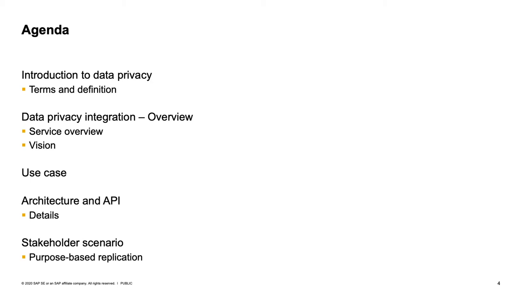We will then go into what the data privacy integration service has to offer: an overview and different aspects of the service, and the vision we are trying to solve here. We go into a description of the use case, what kind of use cases fit as part of the data privacy integration service. Then a deeper analysis of the architectural and API overviews of the service. And before the demo, we close out with the stakeholder scenario of the service as well.